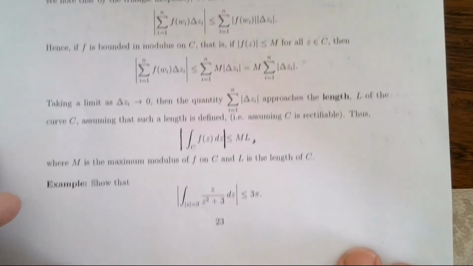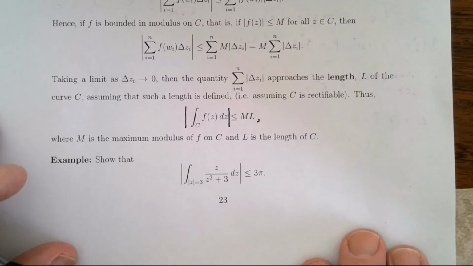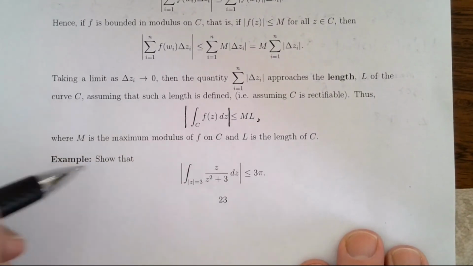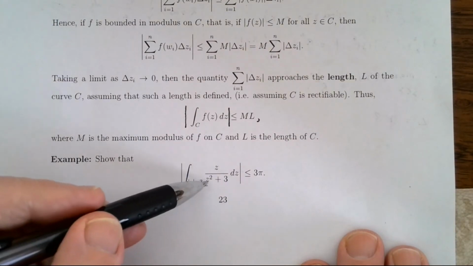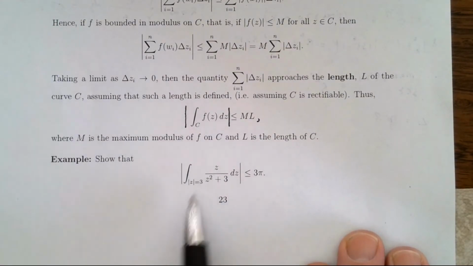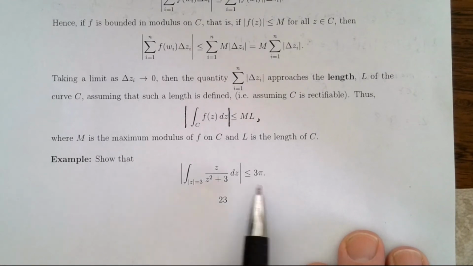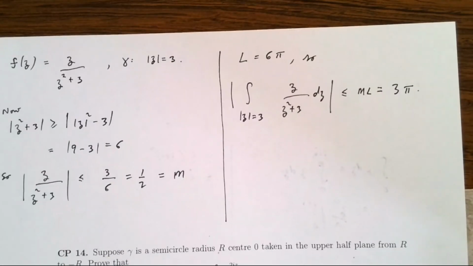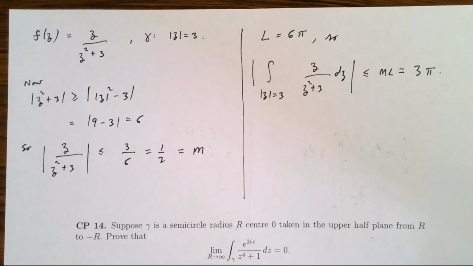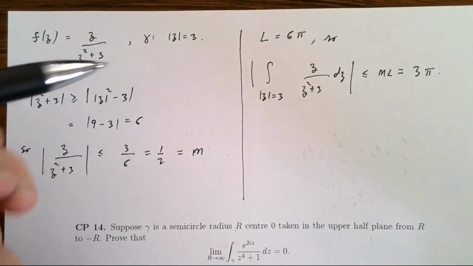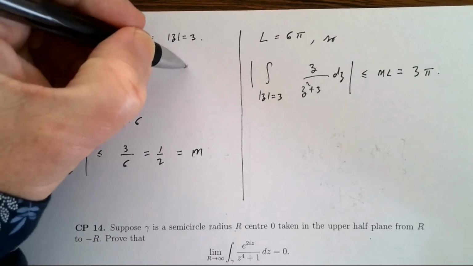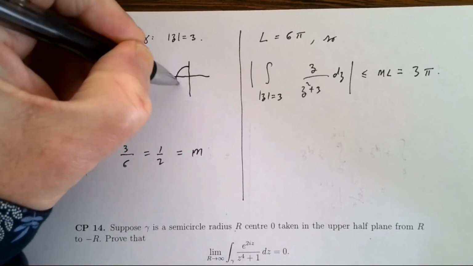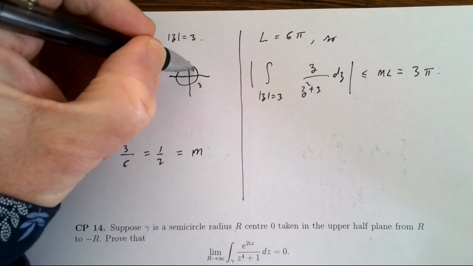And as a little example, we're going to show that the modulus of the integral of z on z squared plus 3 for mod z equals 3, so we're on a circle, centre the origin, radius 3, can be at most 3 pi. So here's our function f, which is z on z squared plus 3, and our gamma is mod z equals 3. So that's just a circle, radius 3 in the complex plane. So there's our C.